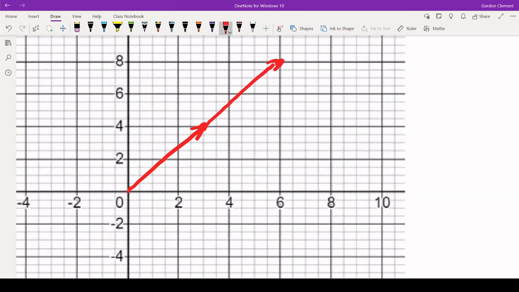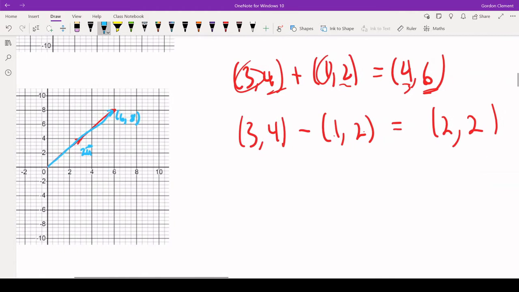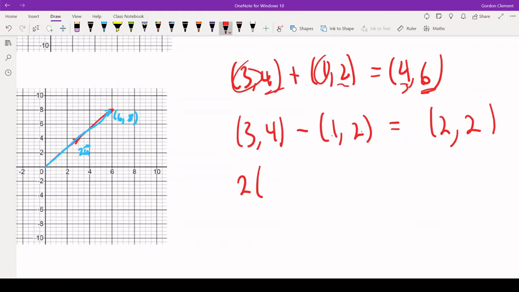And there's the vector. I should do it in a different color. Here's, ooh, that's super wide. Sorry. This is the vector 2u. And we see it is in fact ending at 6, 8. So what that's showing, 2 times the vector 3, 4 is the vector 6, 8.